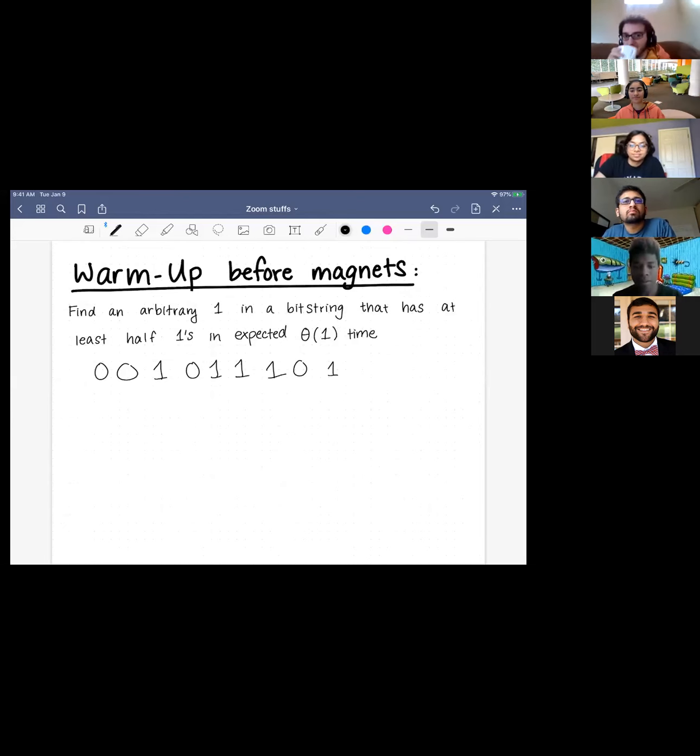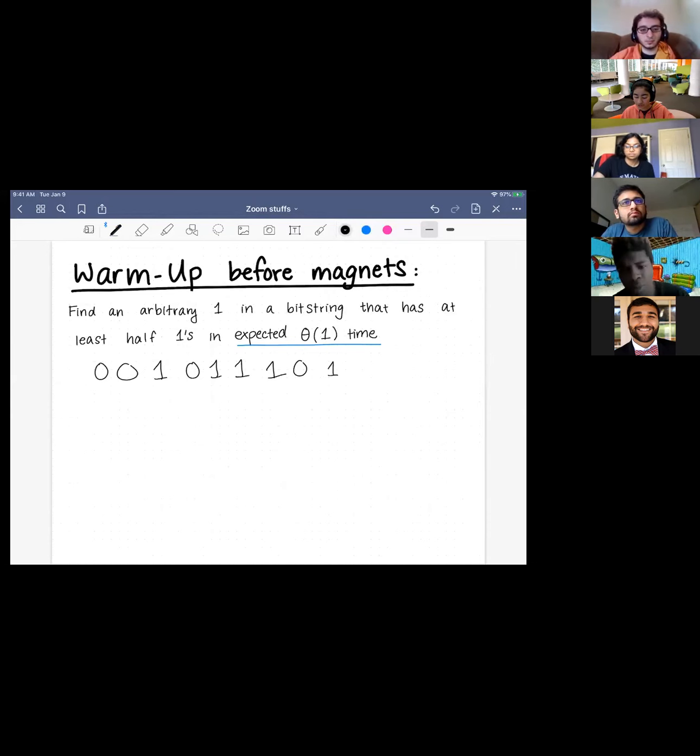And what if it's wrong? What if we uncover it and there's a 0 under there? Yep, you try again with a different random index. So coming up with random strategies like this isn't too bad. Now the question is, can we prove that it has expected runtime theta of 1?